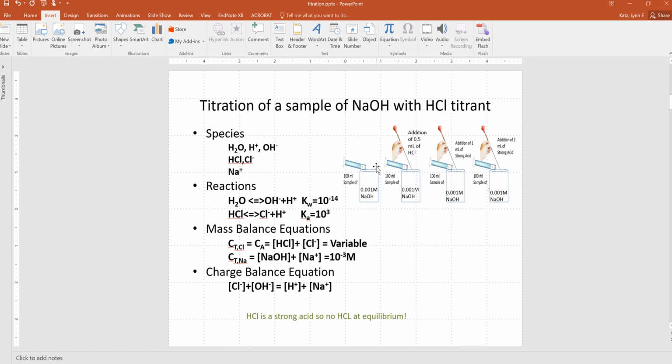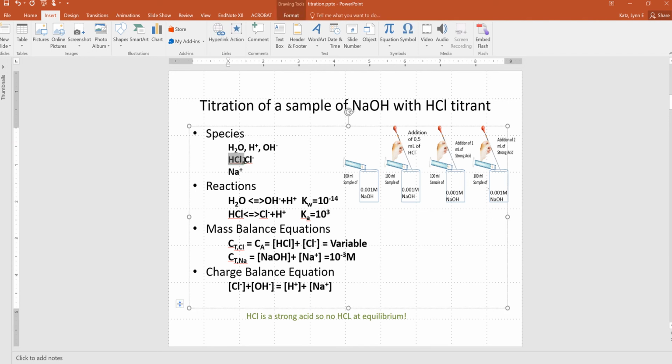We then solve the series of acid-base problems that we've created in each of these beakers to develop the titration curve. The species in our system are H2O, H+, and OH-, of course. We add hydrochloric acid to the system, but remember, hydrochloric acid is a strong acid, so there is no hydrochloric acid at equilibrium. Therefore, we only have chloride as the species coming from the hydrochloric acid. Similarly with the sodium hydroxide, we get Na+ and the OH- that we identified earlier. So those are the species in our system.